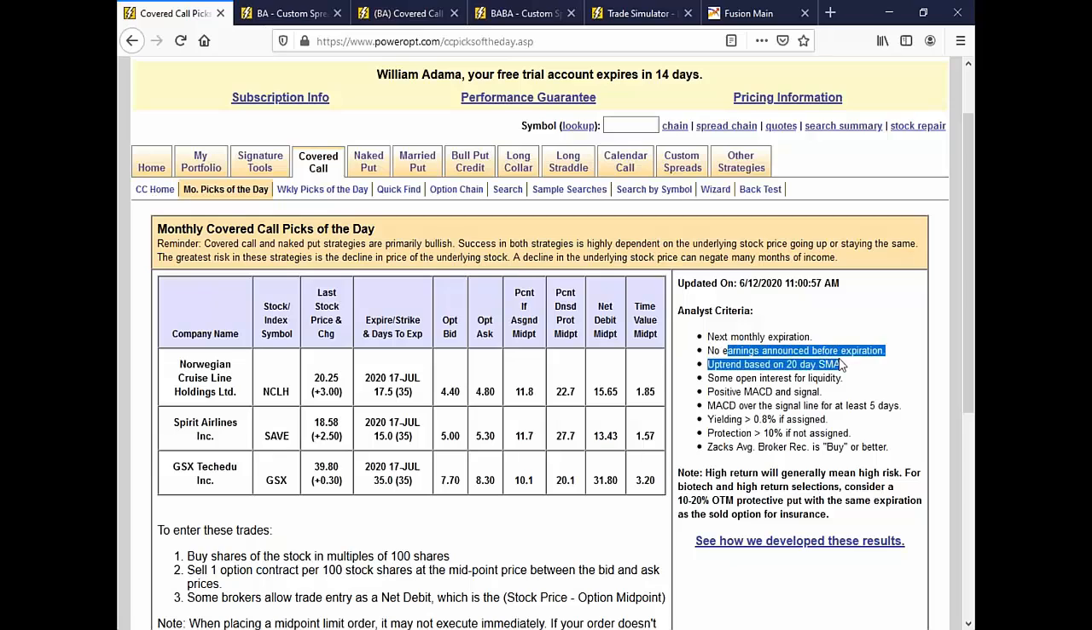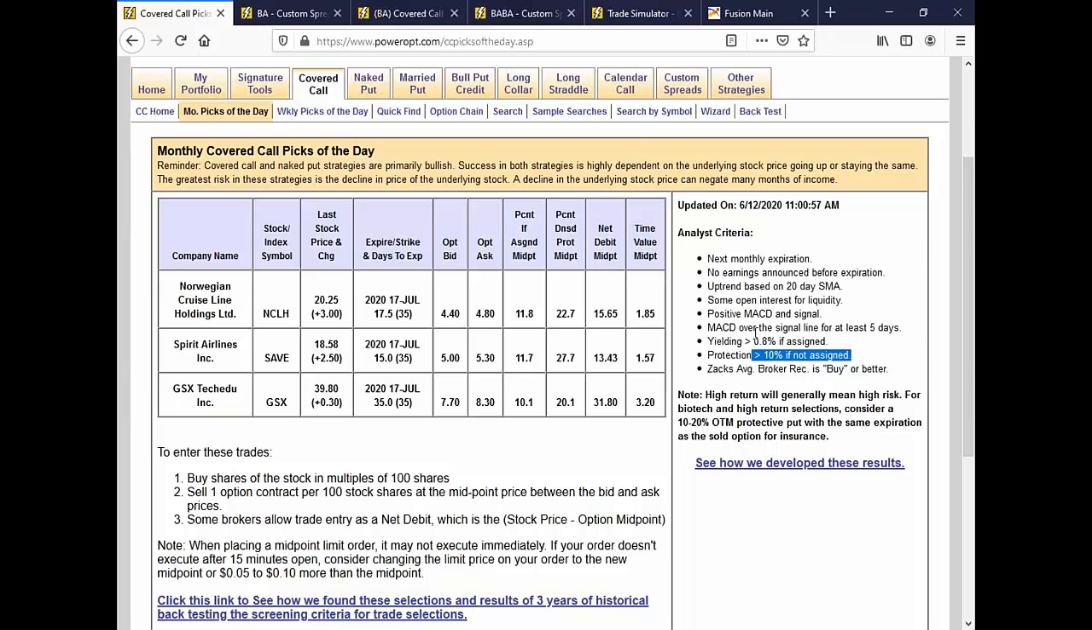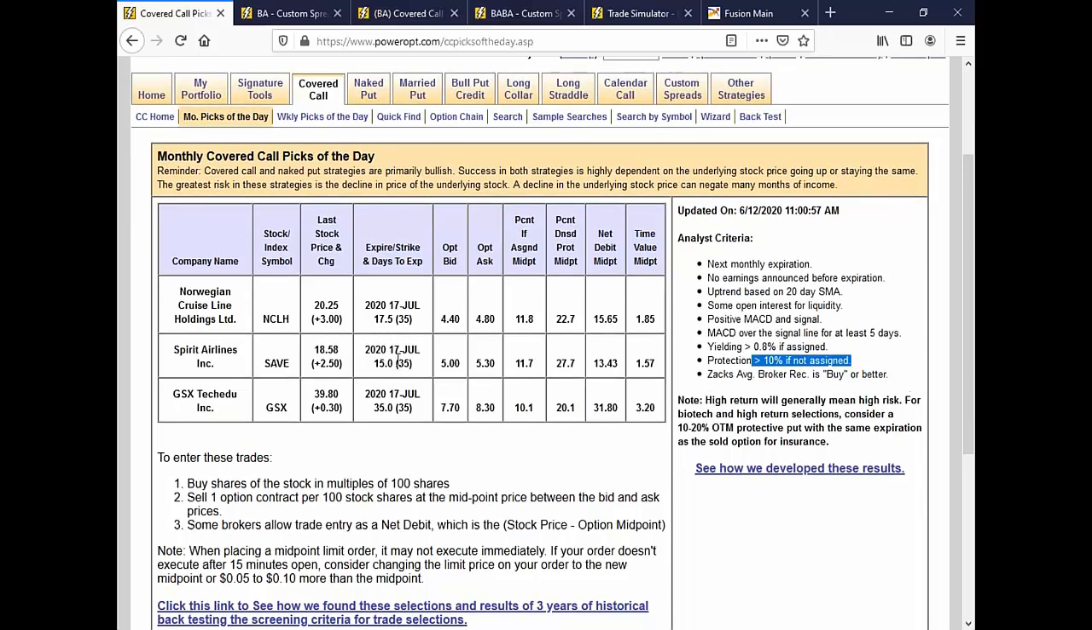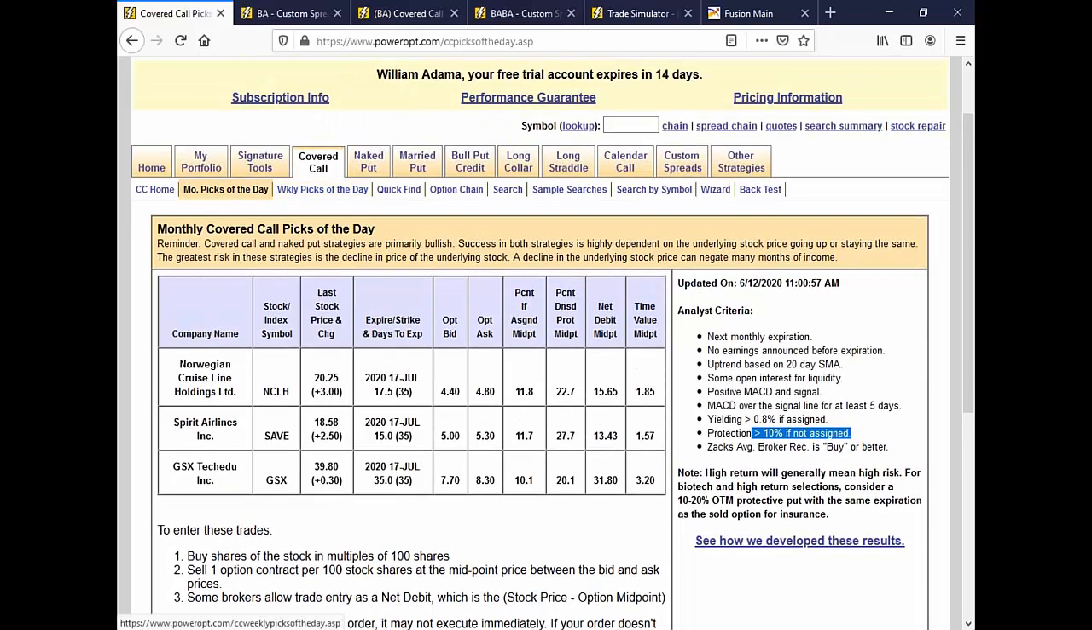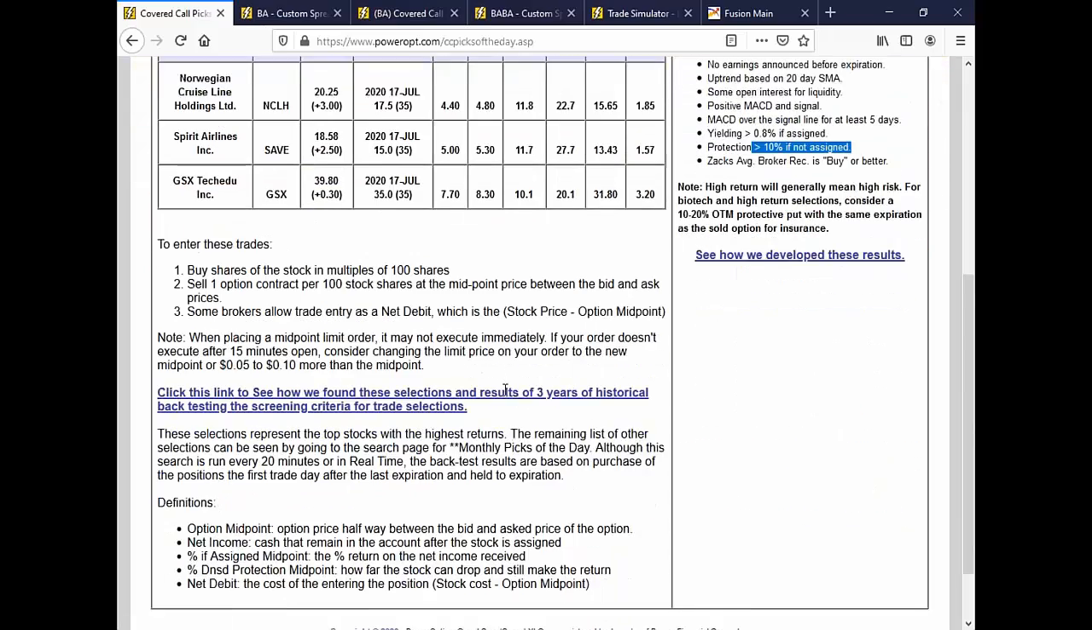And it's no earnings announced, stock in an uptrend, good open interest for liquidity, positive MACD, yielding 0.8% return if assigned, not 1.1, believe it or not. He tried all of those to see what performed better over time. So it's greater than 0.8%, and a downside protection of 10% as well. And this is what the picks of the day are for monthly and weekly. But it also comes with a caveat.